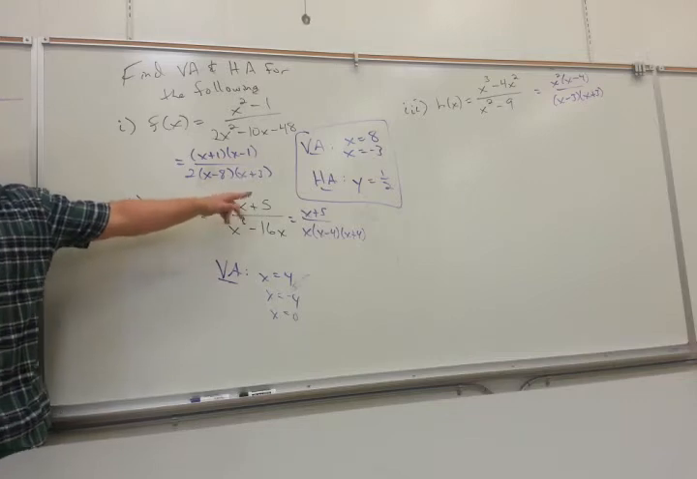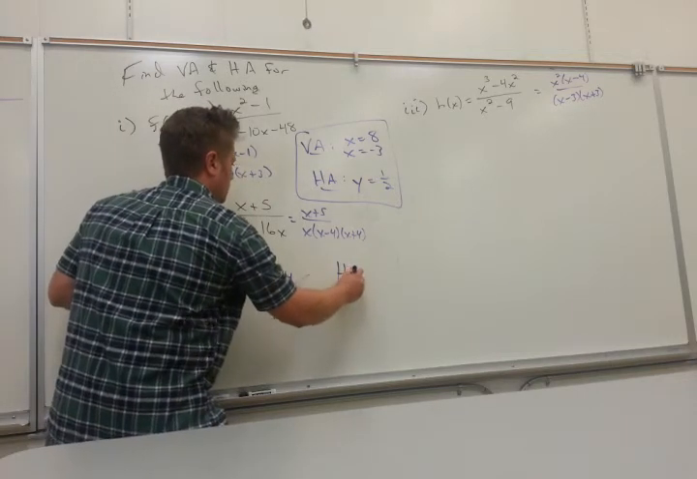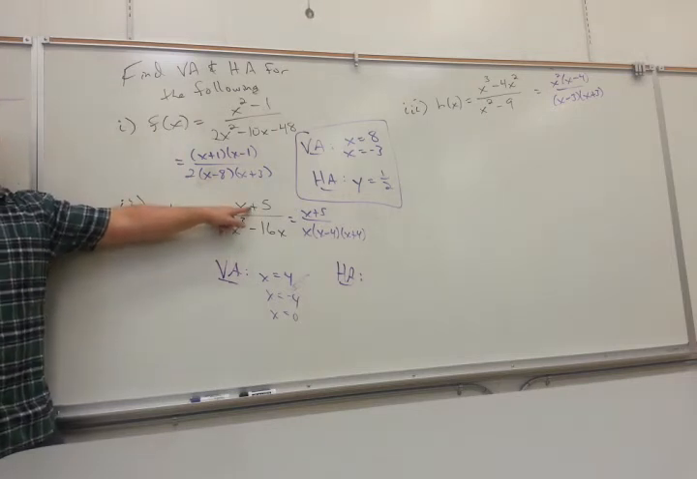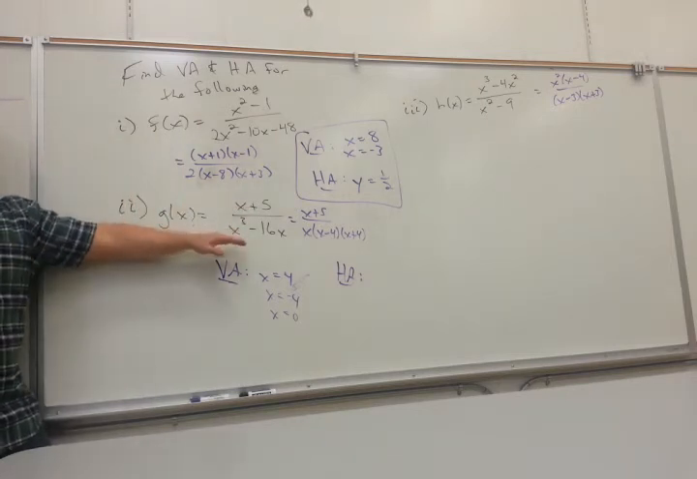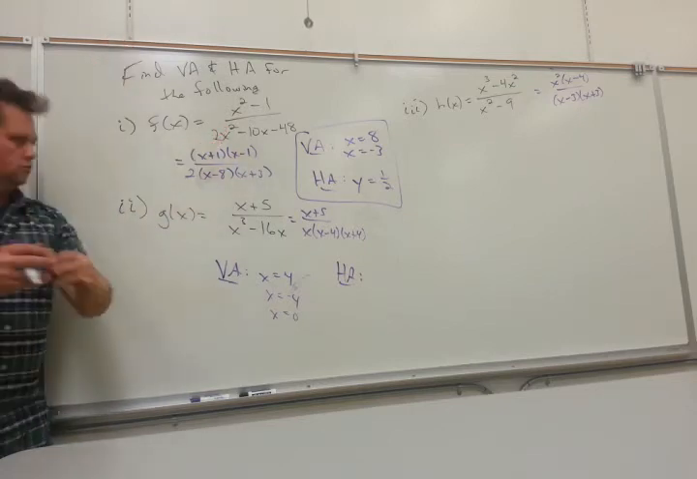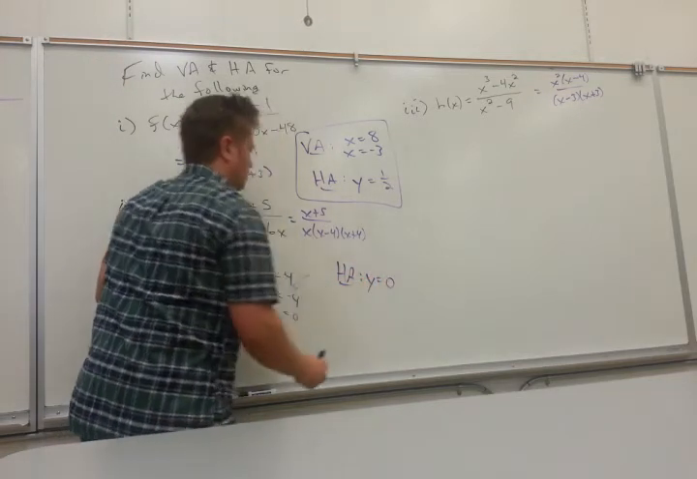What situation am I in for the horizontal asymptote? It is 0. Yeah, the bottom has a higher degree than the top, so the whole thing goes to 0. The bottom gets bigger quicker. It dominates the whole expression. The whole thing gets small, so it goes to 0.